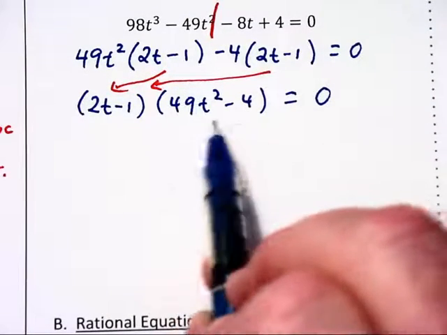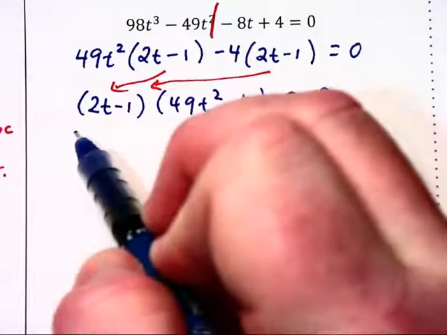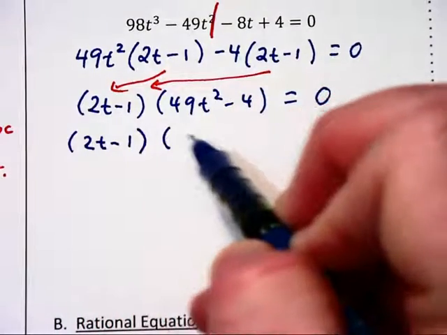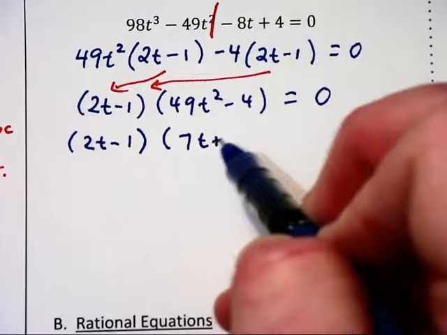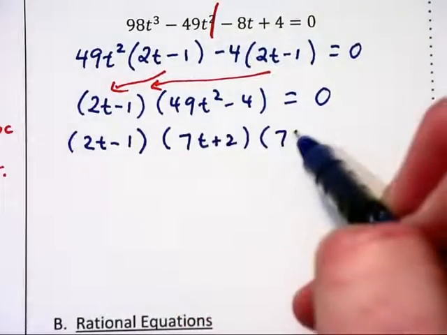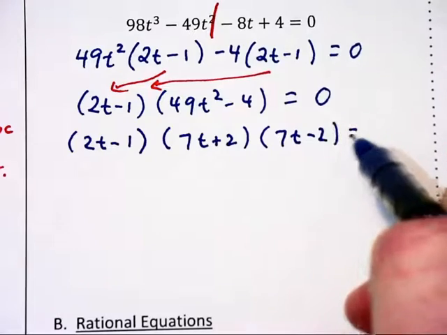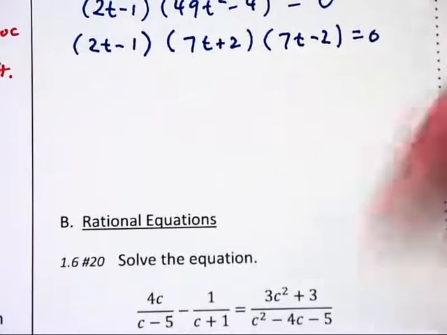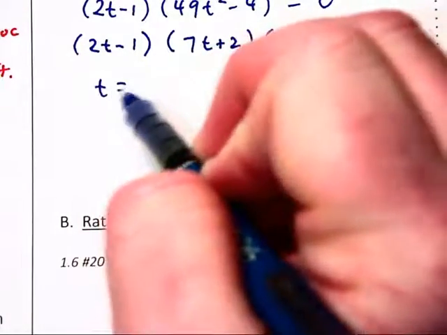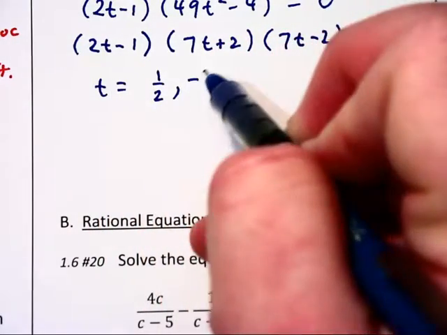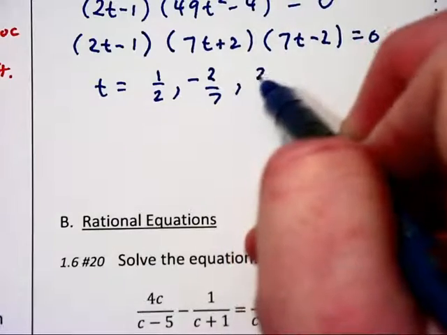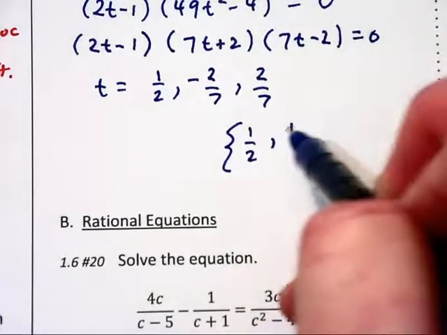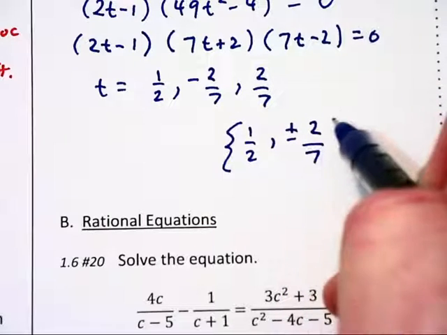That second factor there is the difference of two squares, so we can factor further: 2t minus 1 times 7t plus 2 times 7t minus 2 equals 0. We now can use the zero product property to see that t can equal 1/2, negative 2/7, or positive 2/7. And those three values go in our solution set.